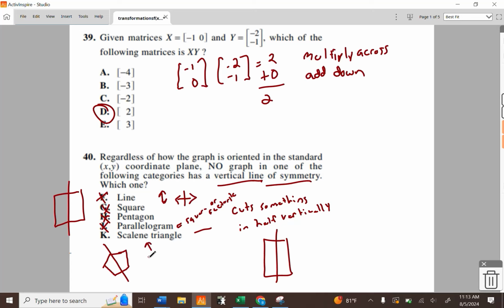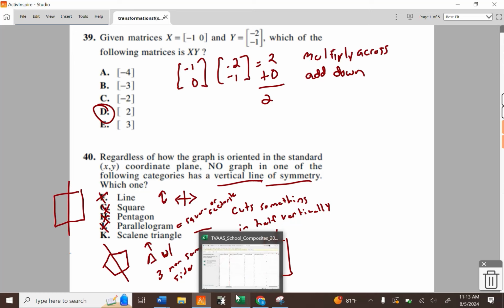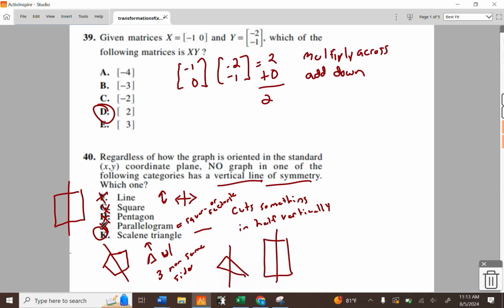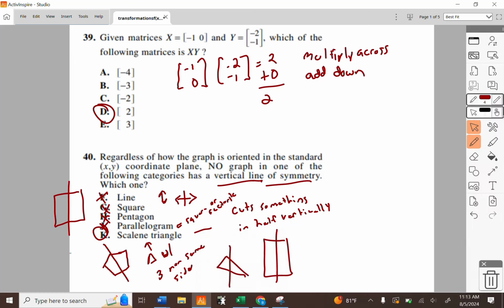A scalene triangle is a triangle with three non-same side lengths. So a scalene triangle is the ugly triangle. I can't cut those in half perfectly. It's the scalene triangle. Choice K.